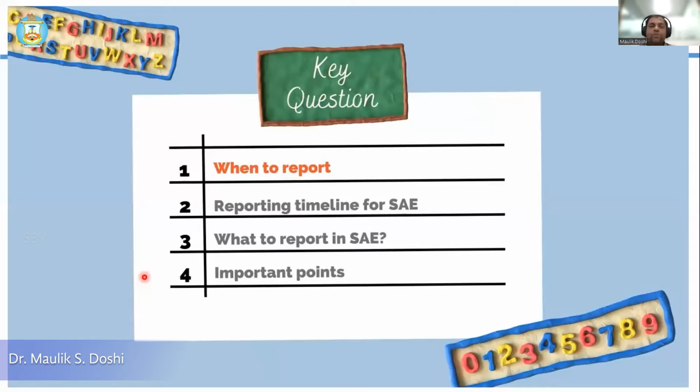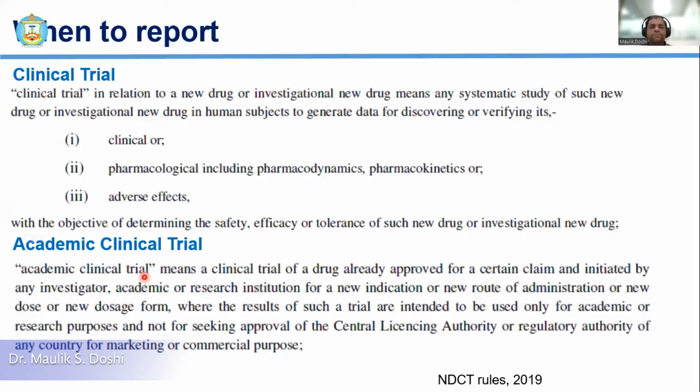Now, coming to the other key points, we understand what an adverse event is and what a serious adverse event is. Now we want to know when exactly we should report. First of all, you should understand whatever study you are doing in which you observe this adverse event, whether that study comes under the definition of a clinical trial or an academic clinical trial. These definitions are given in the Clinical Trial Rules of 2019.